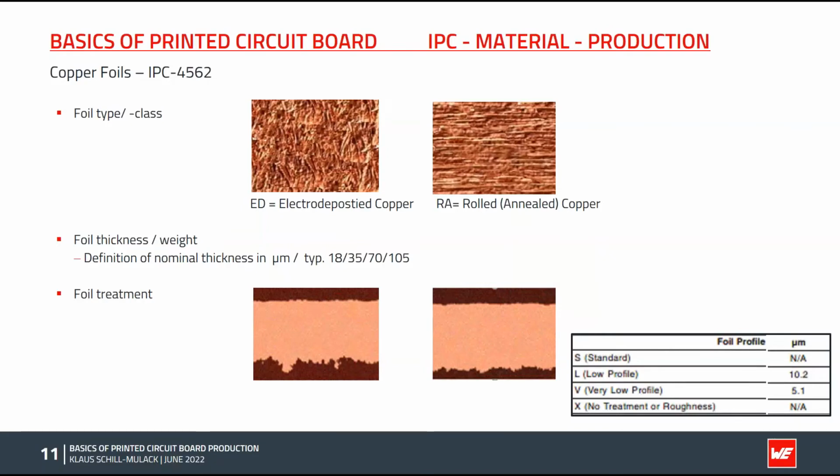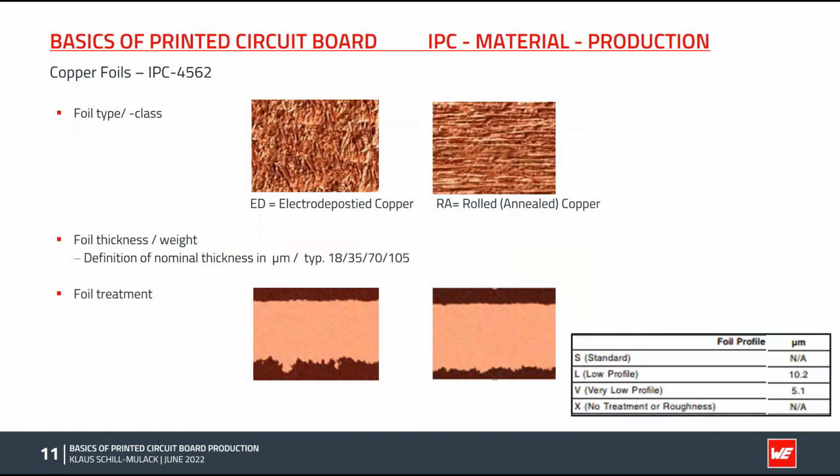The nominal foil thickness, which is normally 18, 35, 70, or 105 micron, never corresponds to the foil thickness on the PCB or on the final product. Here, the copper foil thickness refers to the IPC 6010 family. Because we have a lot of pre-cleaning processes and etching processes, which reduce the foil thickness of, for example, 18 to a minimum of 13 microns.